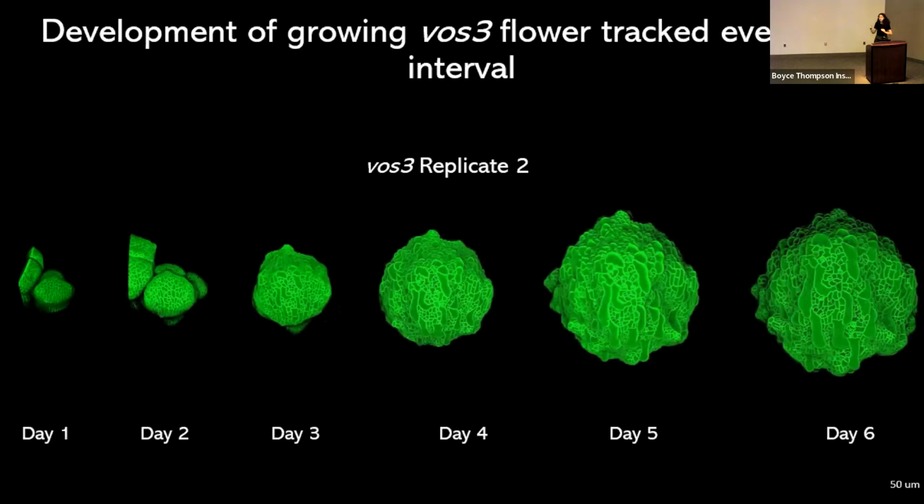The location and shape of these lumps and creases on the second VOS3 replicate is different than it was in the first VOS3 replicate. Again, this suggests to us that the VOS3 sepal shows a lack of robustness in growth.